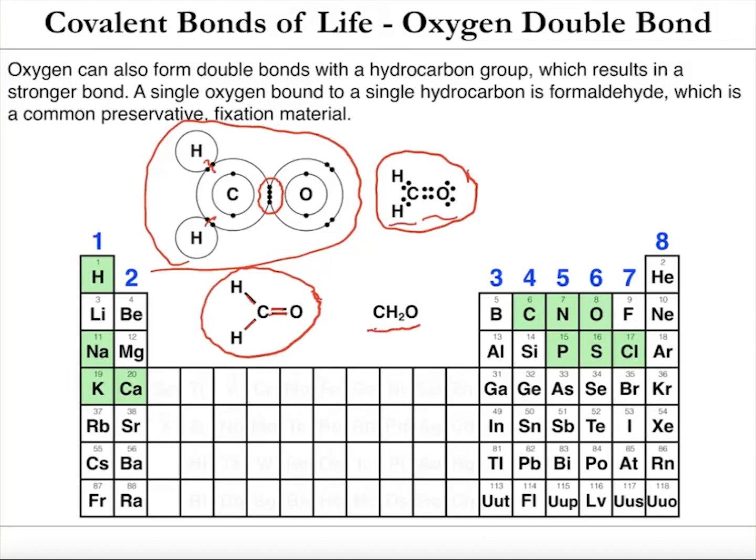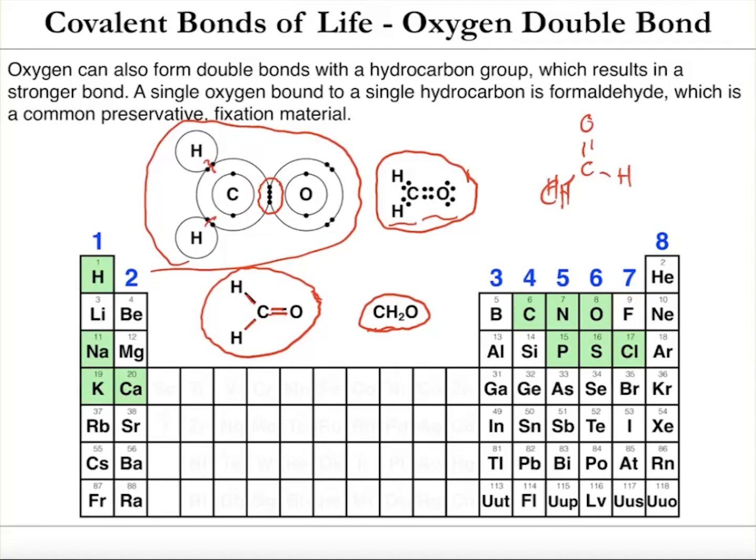So this would be CH2O. And so this would commonly be depicted in this way right here. And this molecule is actually called formaldehyde. So these are formaldehyde groups. So this carbon can actually be attached to other carbons and stuff like that. But formaldehyde, which you probably heard of as a common preservative and fixation material. So oxygens can form double bonds as well, and these are very common.